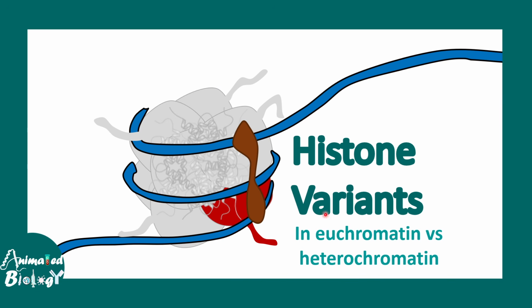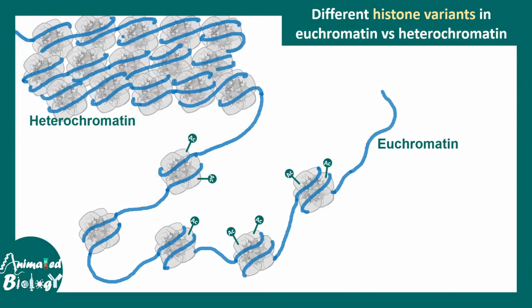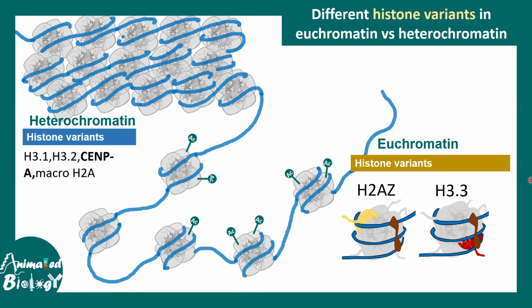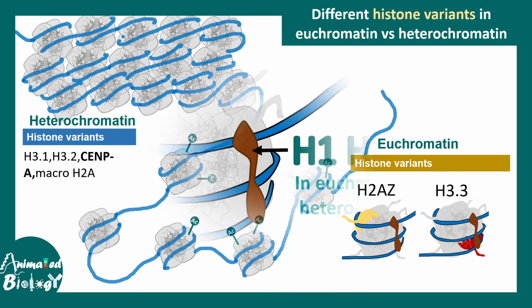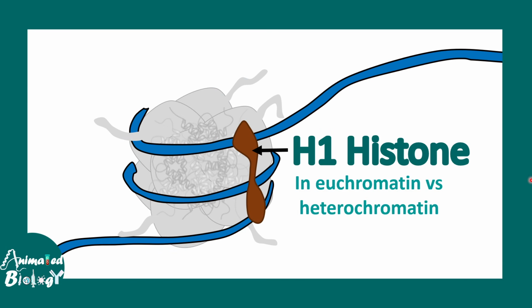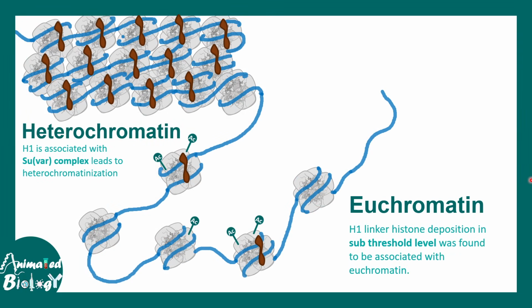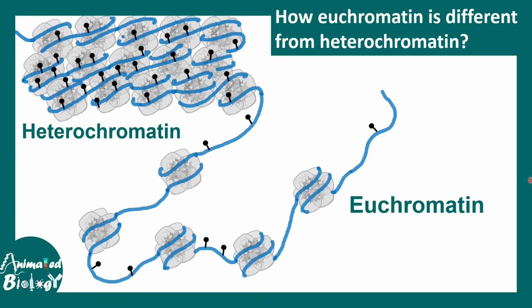And there are now different histone variants. For example, some of the histone variants are highly enriched in euchromatin, such as H2AZ and H3.3. Whereas there are specific histone variants such as H3.1, H3.2, CENP-A, and macroH2A, which are associated with heterochromatin. For example, CENP-A is highly associated with the centromeric regions. Now there is also the H1 histone. It turns out there is a high degree of association of H1 histone with the heterochromatin region.